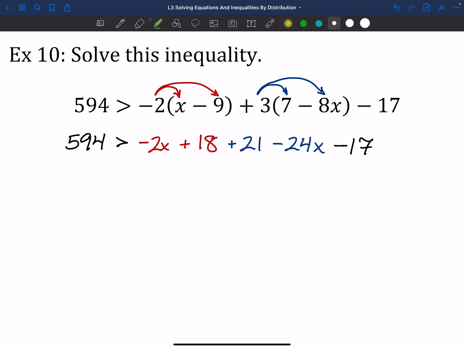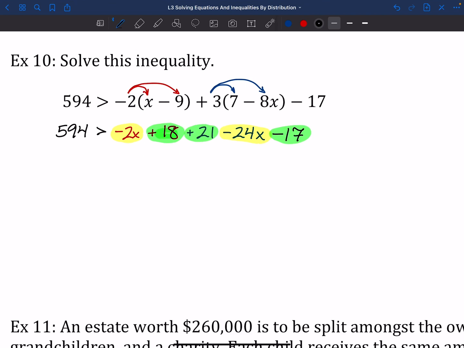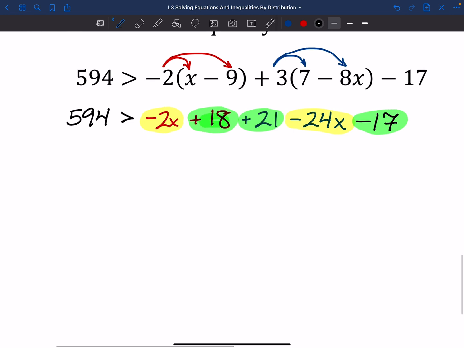Our next step is to combine any like terms we have. So I have got -2x and -24x. Those are like terms. As for numbers, I've got 18, 21, and -17 that can all smush together. All right, so what I'm going to do from here is just combine the like terms. I'm not going to even worry about 594 yet.